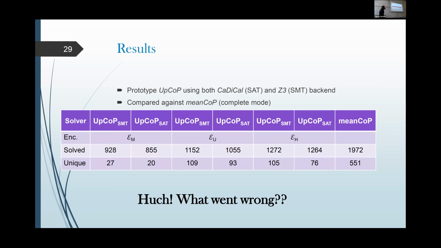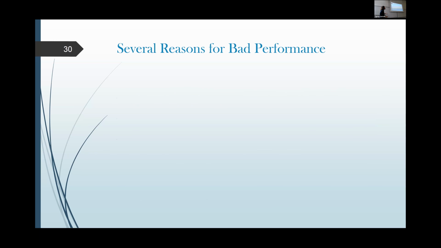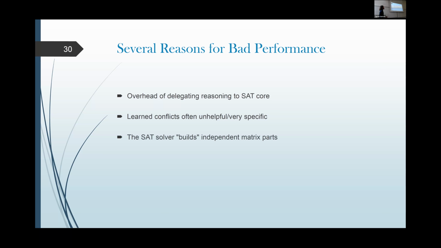One can ask, what went wrong? There are several things. We have an overhead of the SAT solver: pushing everything through the SAT solver introduces an overhead. But that's too easy, we can't always blame the SAT solver. We could also blame it in another way and say we learned stupid conflicts, but that's not entirely the reason.